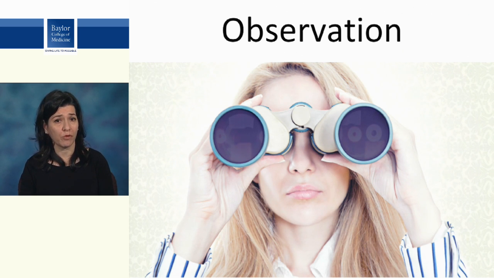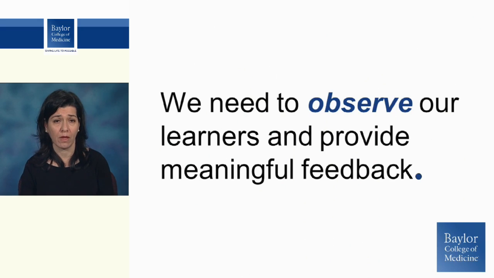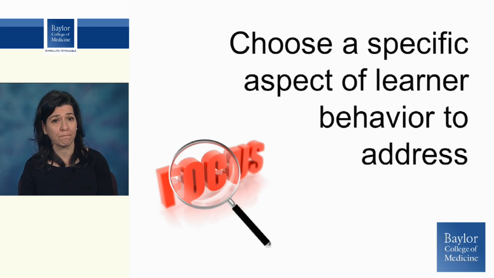Observation. Direct observation, as we've mentioned, is a critical component, and taking the time to do that is key. In addition to knowing objectives, so what are you looking for, taking the time to look is important. Again, we need to observe our learners and provide meaningful feedback. One of the ways to be able to give effective feedback is to be able to choose a specific aspect of learner behavior to address.